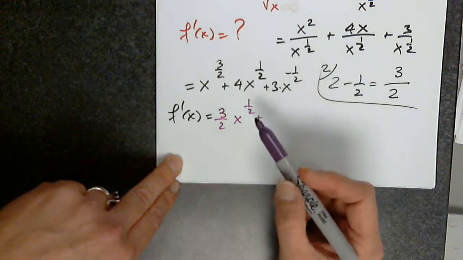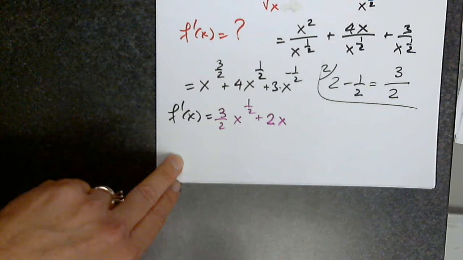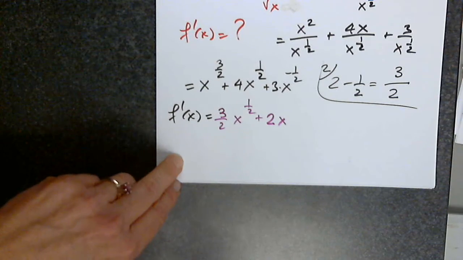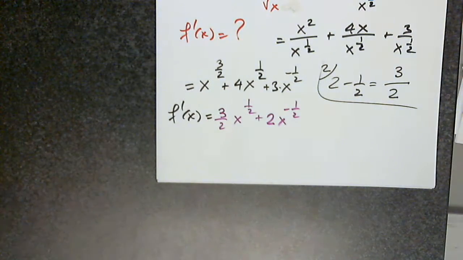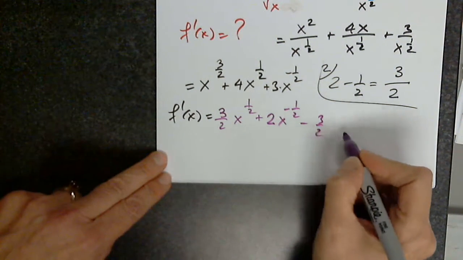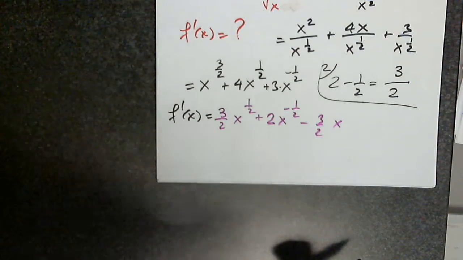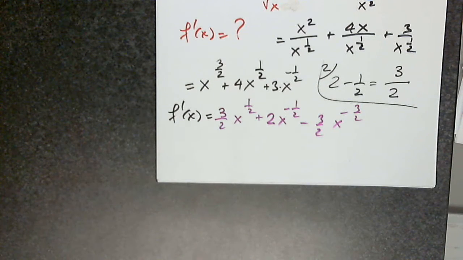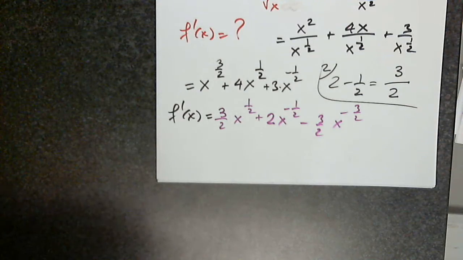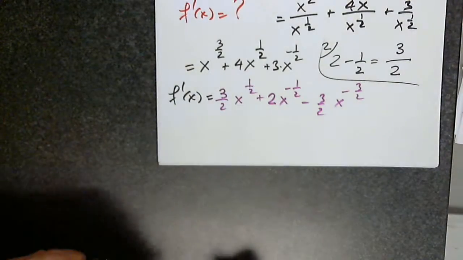Plus 4 times 1/2, which is 2. x to which power? Careful. Yes. Remember, you have to subtract 1 from the power. 1/2 minus 1. Correct? Very good. And then minus 3/2 x to the negative 3/2. Yes, you can change it back into a ratio if that's what you want. You will factor out x to the negative 3/2 and take it from there.